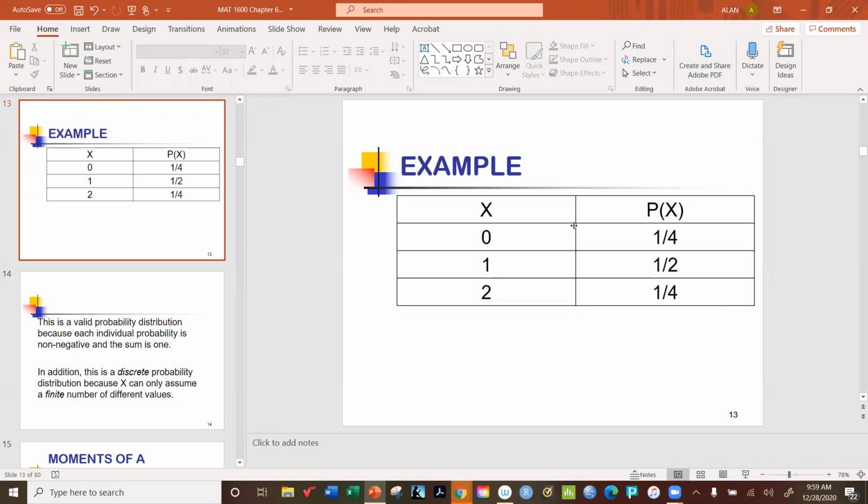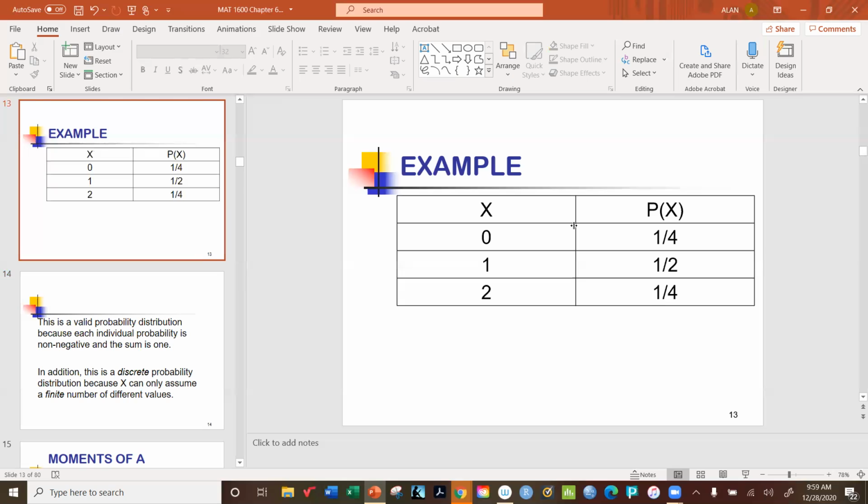Later on, we'll see that most of the time we won't be using tables to represent probability distributions. For the most part, we'll be using formulas, functions. A table is only convenient when we have a very small number of possible outcomes. When we get past that point, we'll typically want to use formulas.